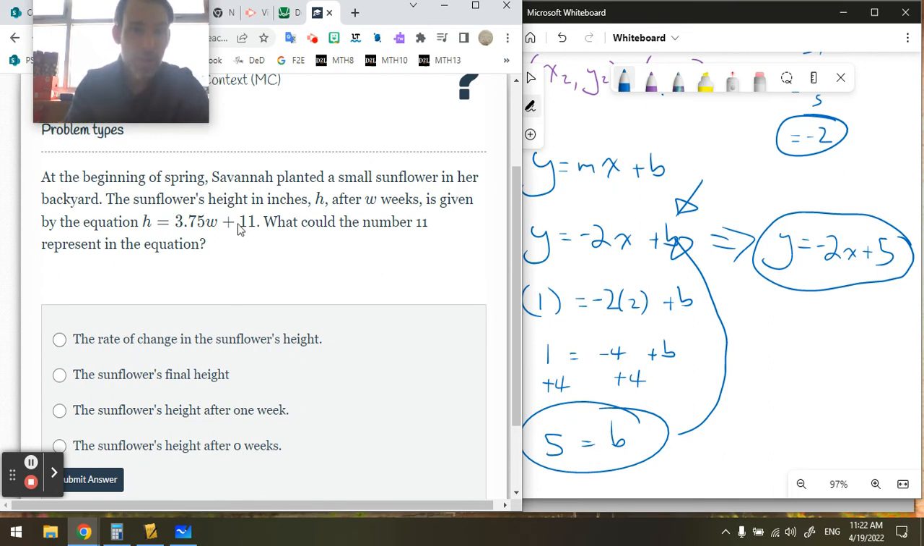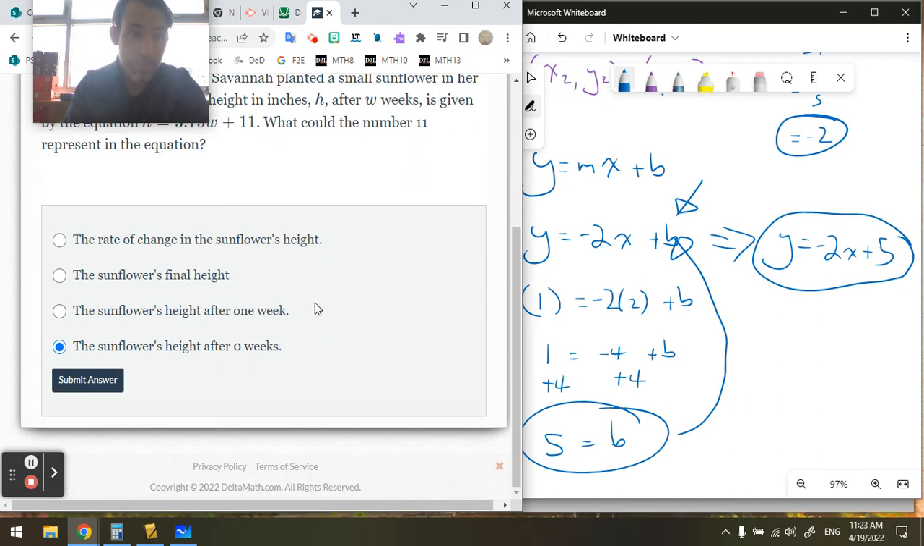So the height of sunflowers after W weeks is given by this formula. In this case, 11 represents the sunflower's height after 0 weeks. That's the initial value. This number here, the constant number, is usually what we call the initial value. So that would be the sunflower's height initially after no weeks have passed. We can verify that by putting in 0 for W, and you would have height is equal to 0, because anything times 0 is 0, plus 11. So height would be 11 at 0 weeks. That's why.